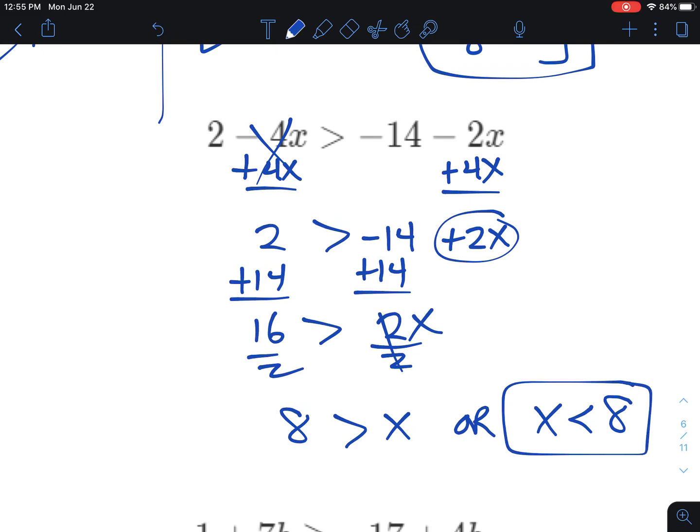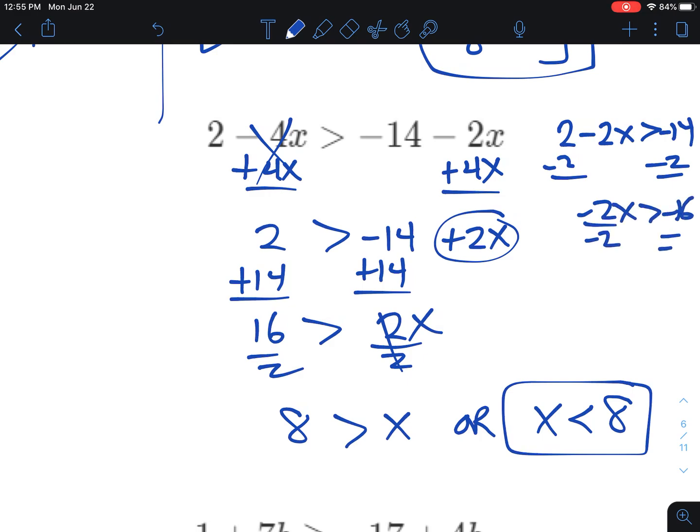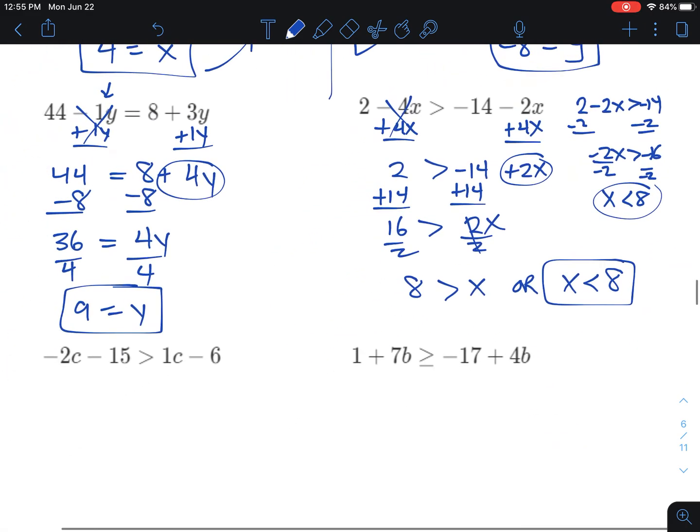If you move the other one, you would get the same exact answer. If we do plus 2x to both sides instead, you would get 2 minus 2x is greater than negative 14 if you add the 2x over instead. And then minus 2, negative 2x is greater than negative 16, divided by negative 2. Here's where you have to flip the symbol because you divide by a negative, and you get the same thing.